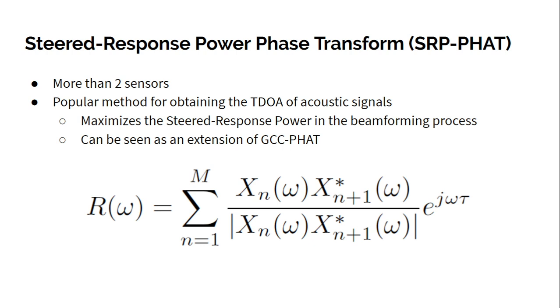We can see here that in non-reverberant environments, the SRP-PHAT and the GCC-PHAT have similar performance when we have only two sensors. But when we have more sensors, the length of the signal gets bigger. We have more information, and so the performance of this process overall gets better and better.